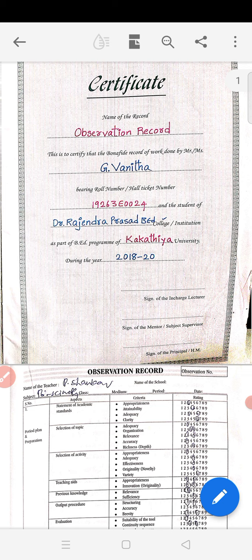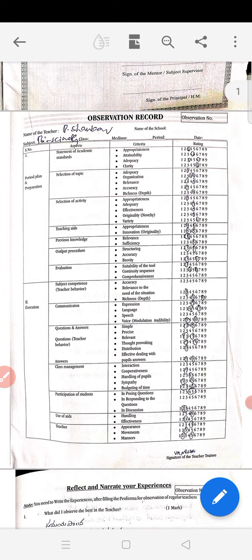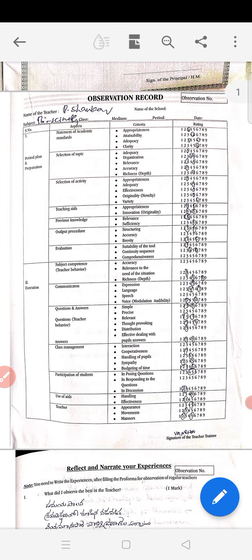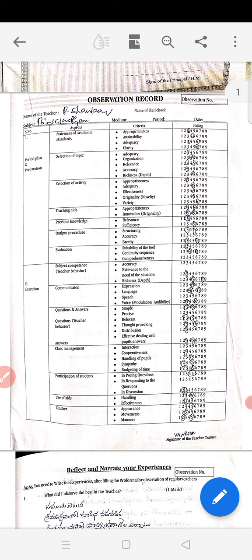Next, as a trainee teacher you are going to observe 5 periods of method 1 and 5 periods of method 2. So for method 1 and for method 2 you are going to write separate observation records. So here, how to do the observation record? What is there in the observation record?